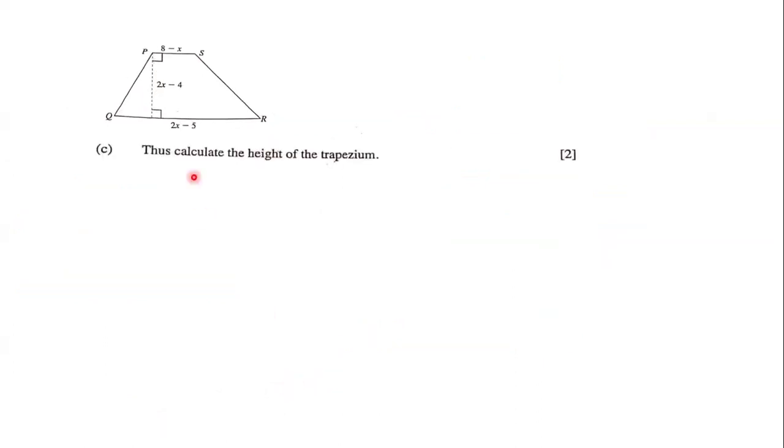Next, it says, thus calculate the height of the trapezium. Now, what's the height of the trapezium? The height of the trapezium is 2x minus 4. And so we substitute. We know the value of x is 6. So we say 2 times 6 minus 4. 2 times 6 is 12, so we have 12 minus 4, and 12 minus 4 is 8. And so the height of the trapezium is 8 centimeters. And that's the answer to this particular question.